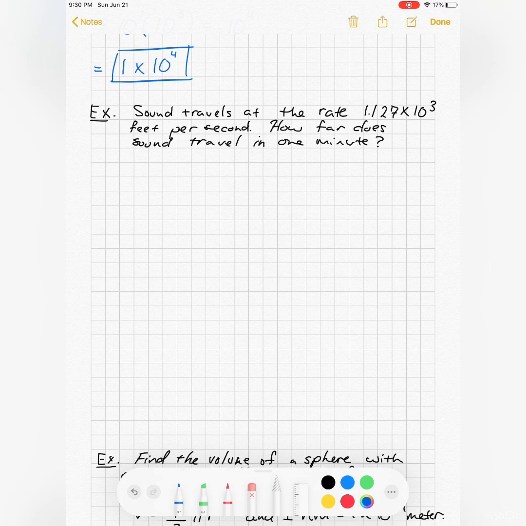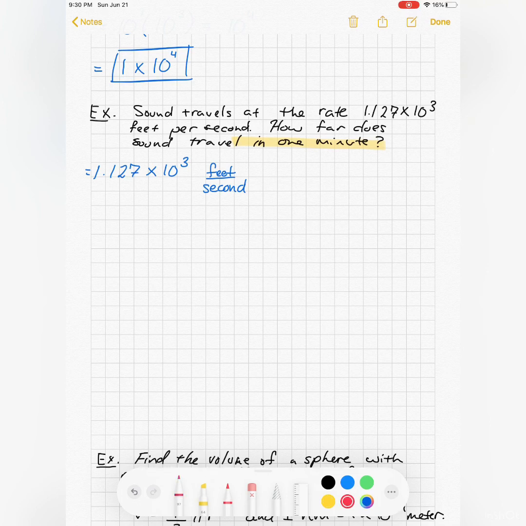Sound travels at the rate of 1.127 times 10 cubed feet per second. How far does sound travel in 1 minute? So these are problems that you'll see come up a lot in science classes. These are unit conversion problems. So this is feet per second. So my goal is, how far does the sound travel in 1 minute?